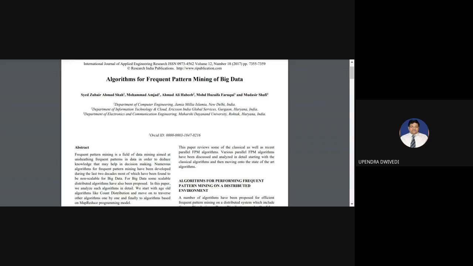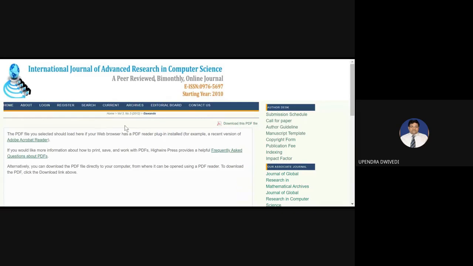You can also go through this topic. This paper is taken from this reference. If I download this PDF, let me download it. It is another paper, and I suggest that you please go through this research article also and write a one-page summary about frequent pattern mining. Okay.